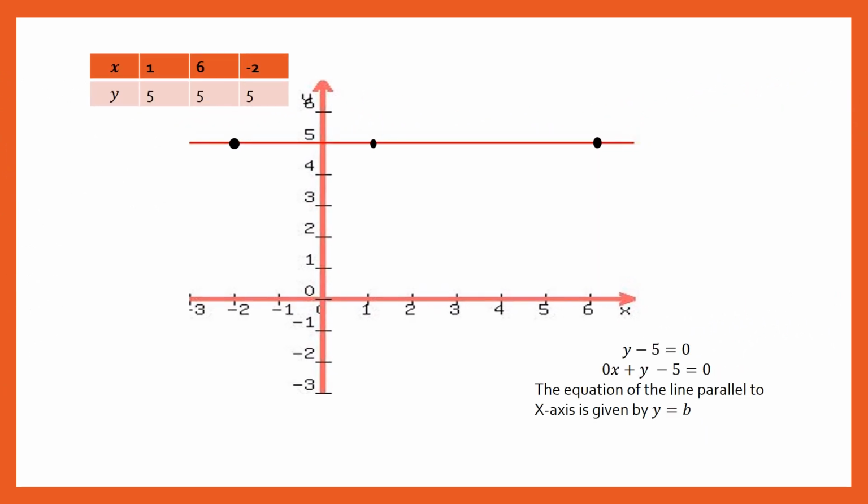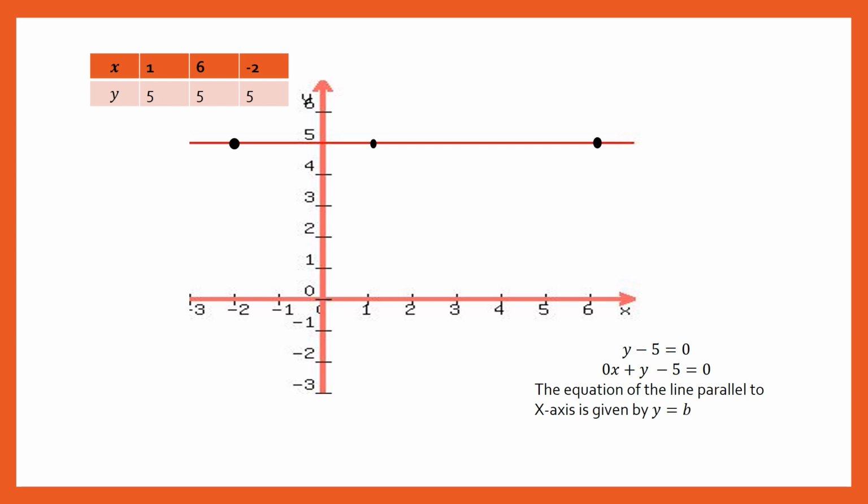Plot the points on a graph paper. For the equation y minus 5 equal to 0, we can see it is written as 0x plus y minus 5 equal to 0. That means any value can be given for x and y remains the same. So the solutions can be taken as (1, 5), (6, 5), (-2, 5) and so on.